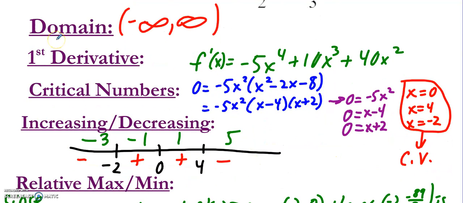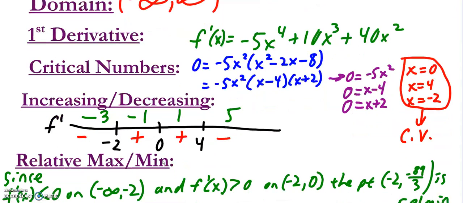Then I make my first derivative increasing decreasing chart. So I put my critical numbers on there, I pick values that are in between those critical numbers, I plug them into the first derivative and test if it's positive or negative. Notice that both of these came out to be positive, so that means that at 0 that is neither a relative minimum nor a relative maximum.